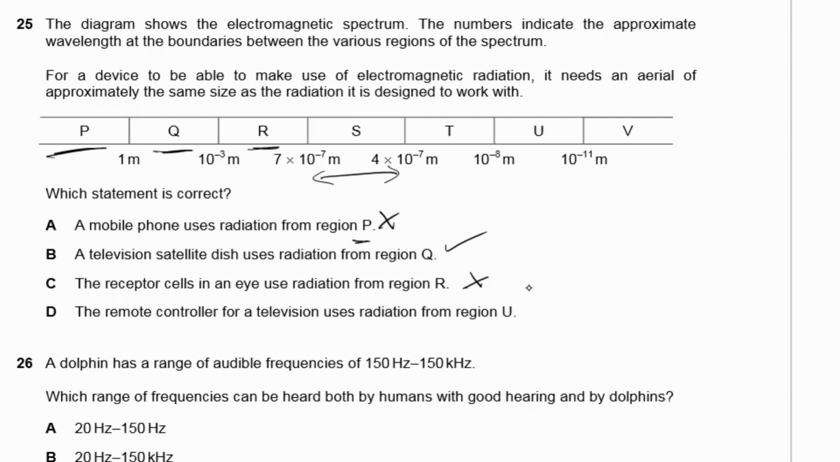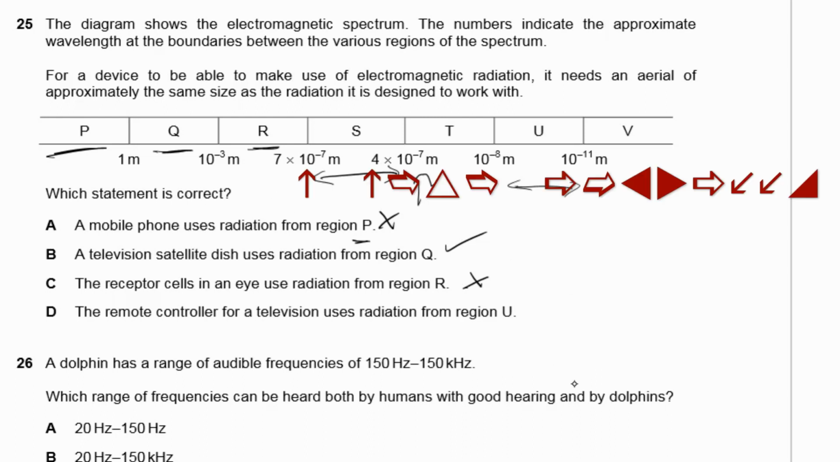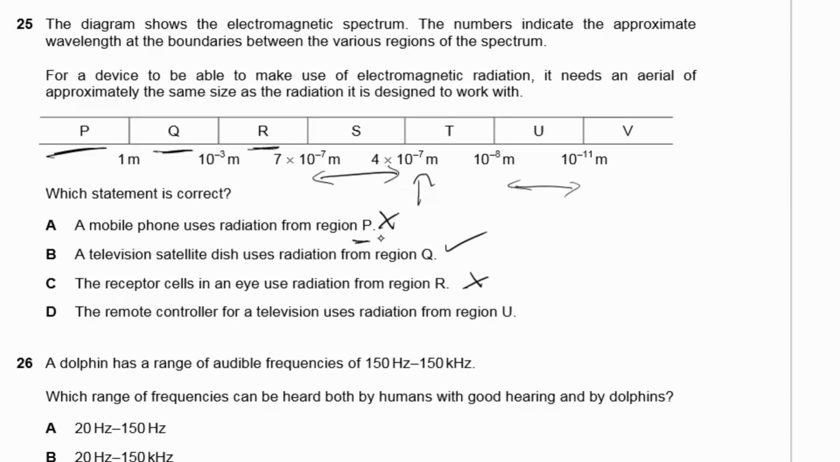And D. The remote controller for a television uses radiation from region U. That's some pretty high energy radiation. You wouldn't want to be using that in your remote control. No, it's infrared for these remote controls, so that would actually be over about here. All right. So let's go down to the next question. Oh, mark it in. The answer was B.